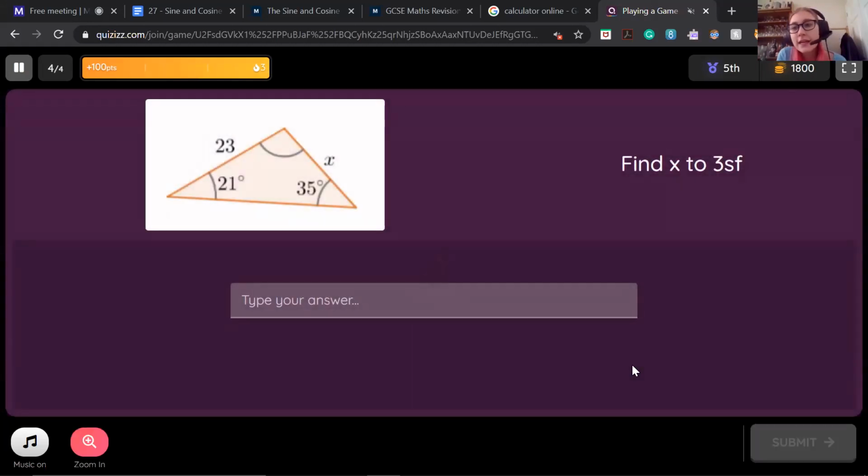And then finally, here we want to find x to 3 significant figures. So hopefully you can see how this one is a sine rule question, because we've got this side and angle thing happening here.